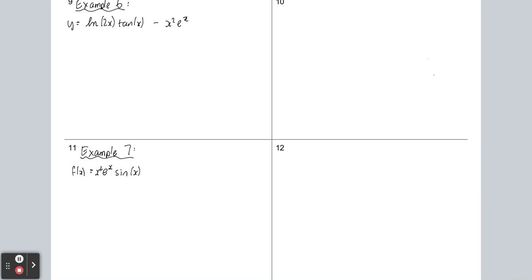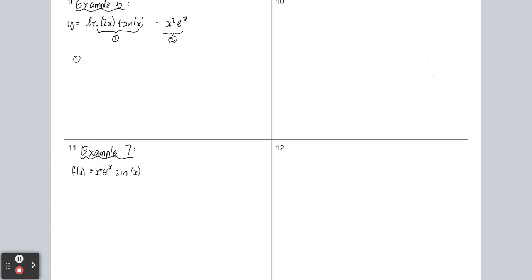In example 6, we've got ln 2x tan x minus x squared times e to the x. So effectively what we've got here is two problems, if you like. We've got two uses of the product rule, this bit here and this bit here. So we're going to tackle them separately and put it all together.